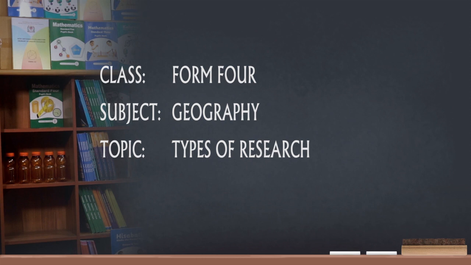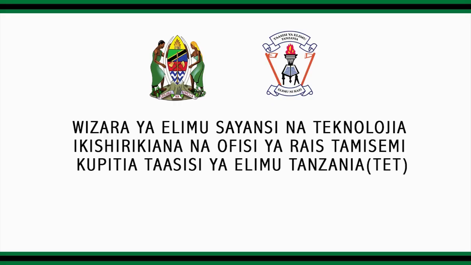Number 2, to identify specific geographical problems which require further research and discussion in the field. 3, to gain familiarity with various phenomena. Origin and the types of phenomena can be discovered. For example, the origin and types of mountains, rainfall, and rocks can be established through research.